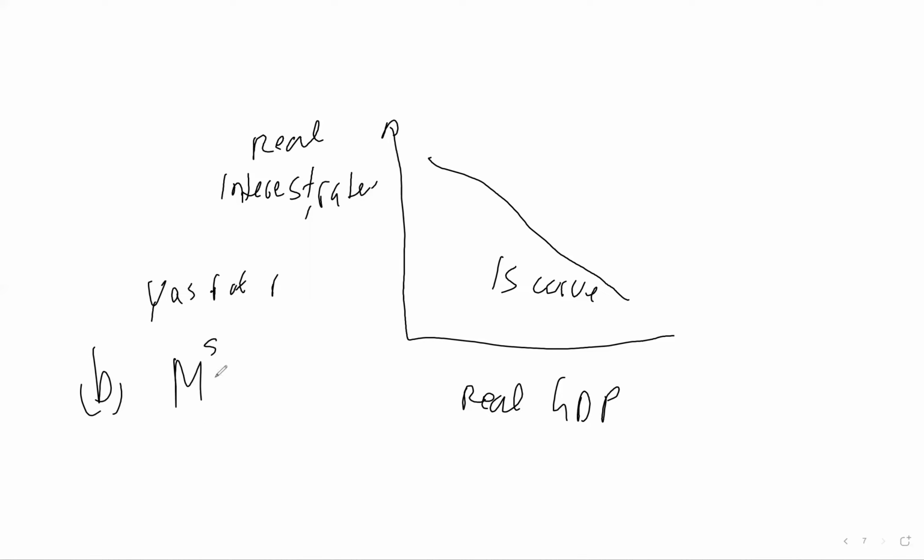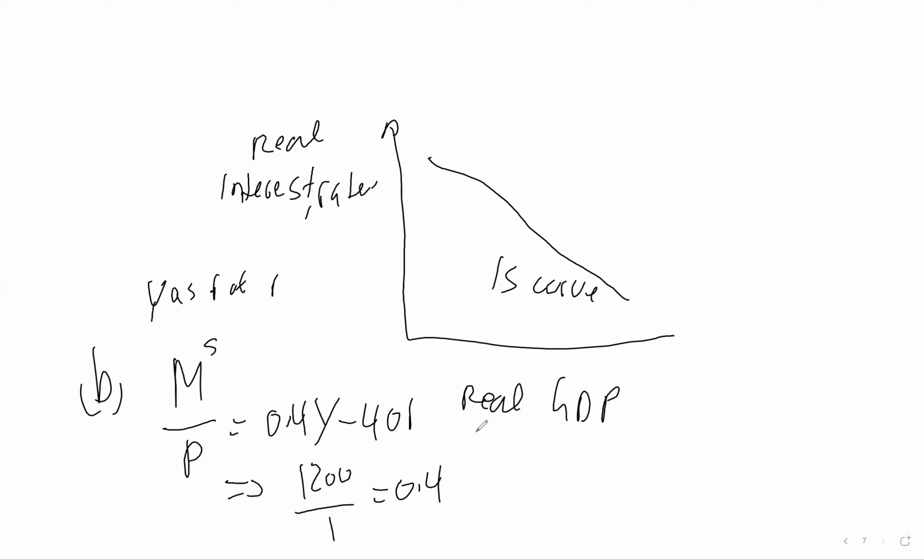So how do we do that? That is equal to 0.4Y minus 40R. This information is given. Now by plugging in this information, you will get 1200 over 1, and that is equal to 0.4Y minus 40R.